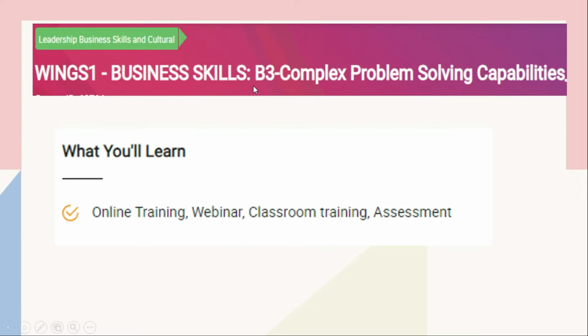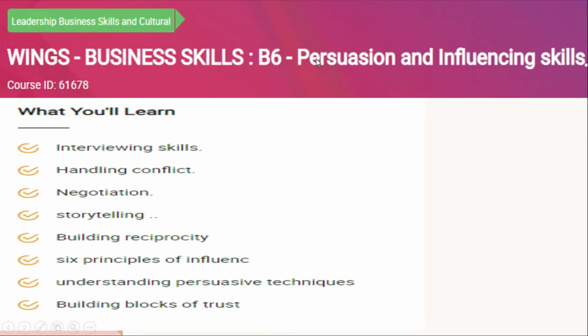The next topic is B3 complex problem solving capabilities. In this you will learn through online training, webinar, and classroom training. Basically, how do you handle complex problems in your business skill development. The last topic is B6, persuasion and influencing skills. How do you persuade?